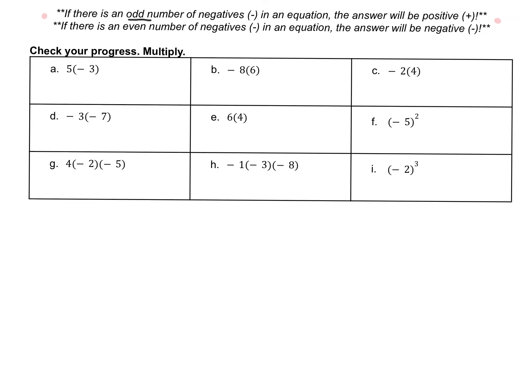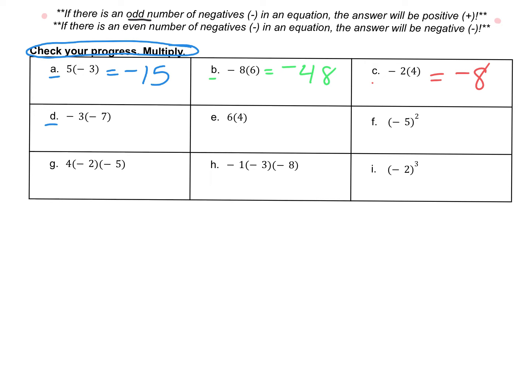So here, just two numbers for A, different signs. So my product is negative. 5 times 3 is 15. This might be a good place for you to just pause and check in, especially on this first row. So do that. For B, two signs are different, so it's negative. 8 times 6 is 48. For C, signs are different. Product's negative. 2 times 4 is 8.